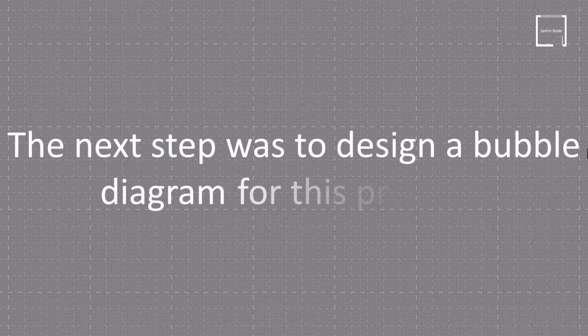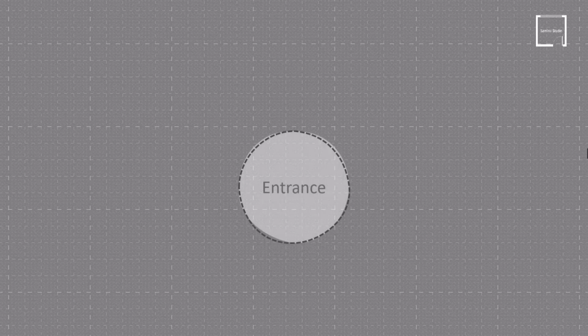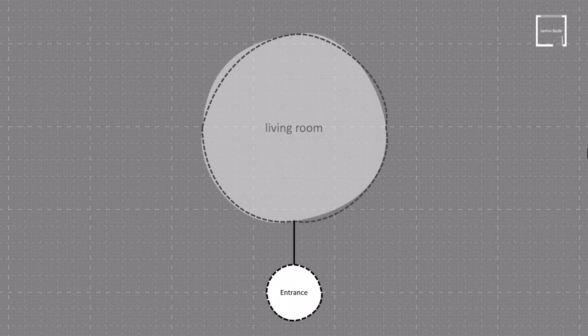The next step was to design a bubble diagram for this program. The entrance is the first part of any villa. After the entrance, I wanted them to enter the living room. And I am considering a toilet inside the living room for the guests.